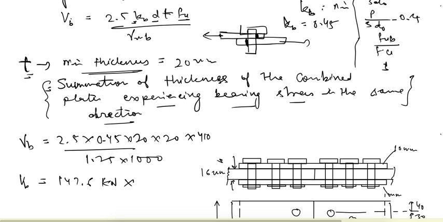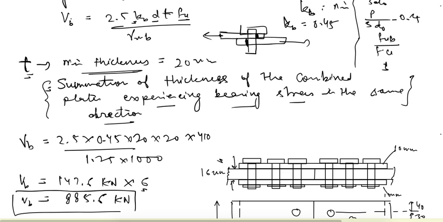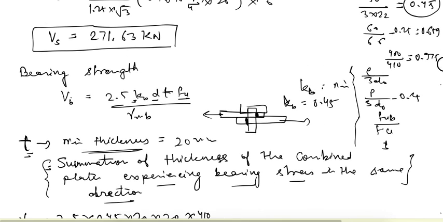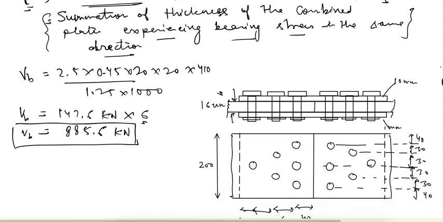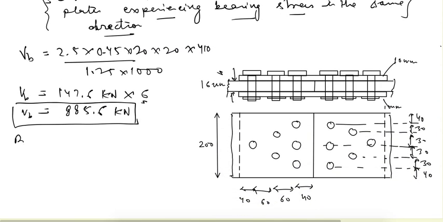Now we are having 6 bolts, so for the whole connection to fail, all the bolts should fail in bearing. So that gives us the bearing strength as 885.6 kilonewton. So we have obtained the shear strength and bearing strength. Here we can easily see that the shear strength is the lower of the two. So the bolt capacity or bolt strength is equal to 271.6 kilonewton.